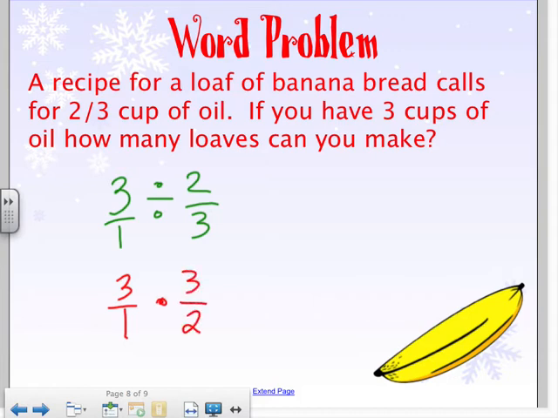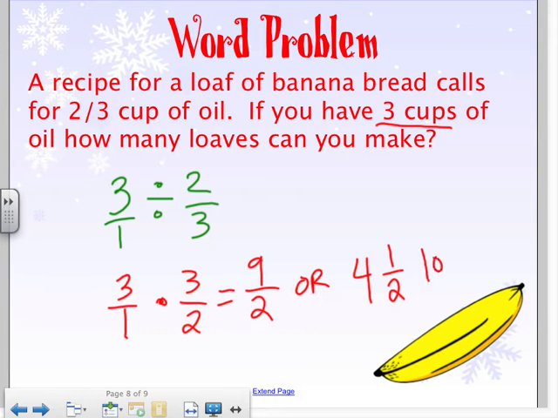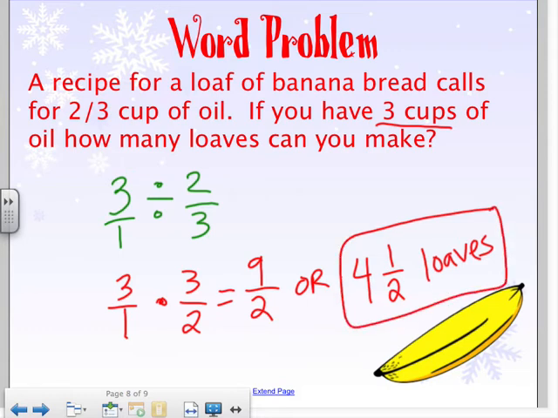An important thing I didn't really point out is I know the 3 cups goes first because that's what's being split up. So whatever's being split up is going to be the number that goes first. So now when I multiply, I get 9 over 2. But this is a prime example of where you go ahead and make it the mixed number, okay? Because it makes a lot more sense when you're talking about an actual real world example to do the mixed number. So I can make 4½ loaves of banana bread. 4 recipes, and I'd have enough for a half recipe if I can split the other ingredients in half. Which seems logical, so I could do 4½ loaves of banana bread.